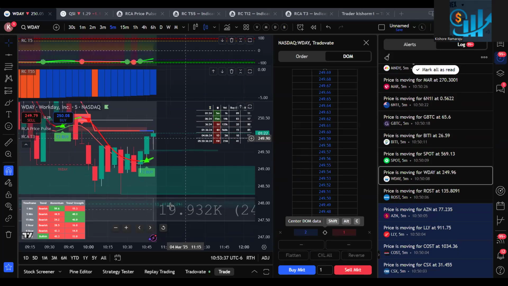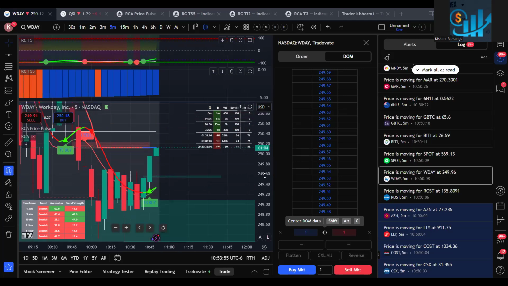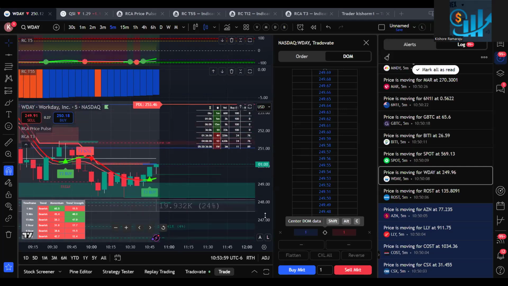For Workday, we can see there are a lot of buyers at the bottom. It came all the way to the discount zone. There are a lot of buyers. This is blue. This is green. The 1 minute is green. So yeah, most probably this should go all the way to 251.3. If it breaks that, it can go all the way to 253.46.